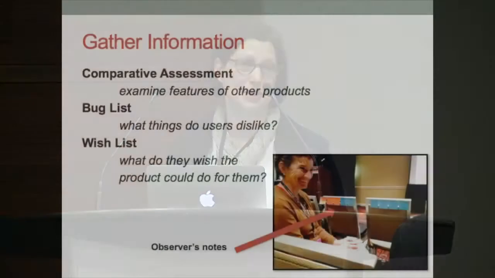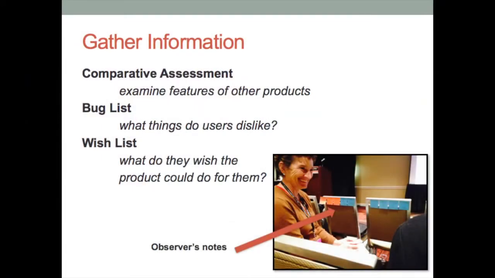A bug list is the written down equivalent of the street corner complainer, I guess. The bug list is to ask somebody to write down everything they dislike about a product. What bugs them? What annoys them? Mark it down. A wish list is the opposite. These sound very simple, but they are extremely useful tools.